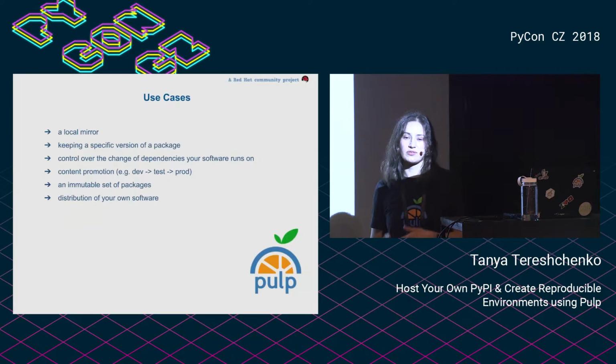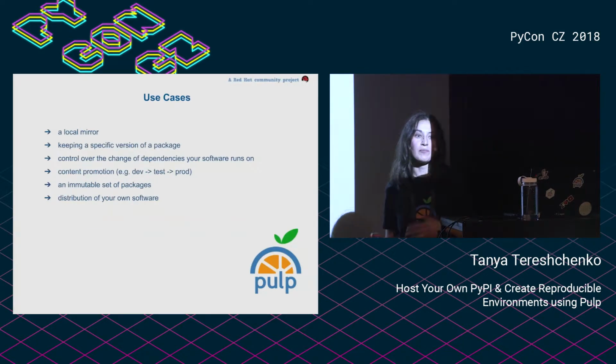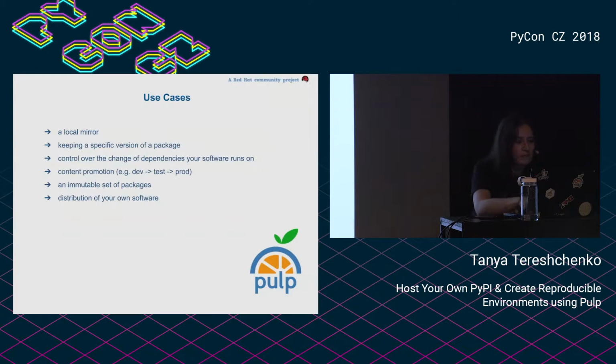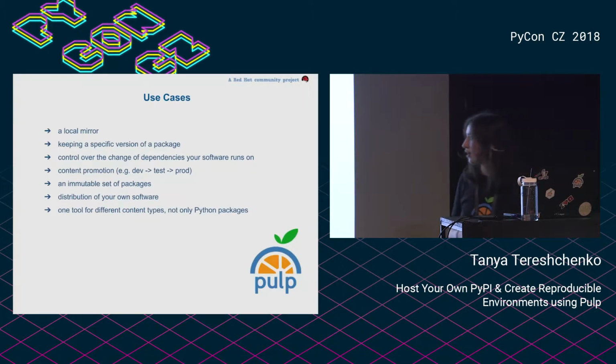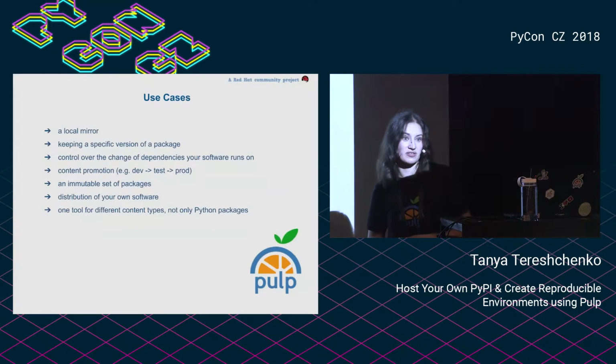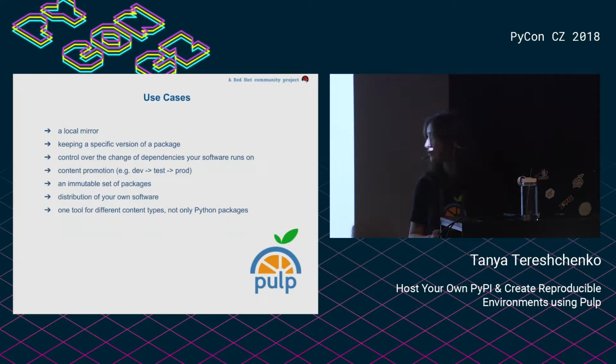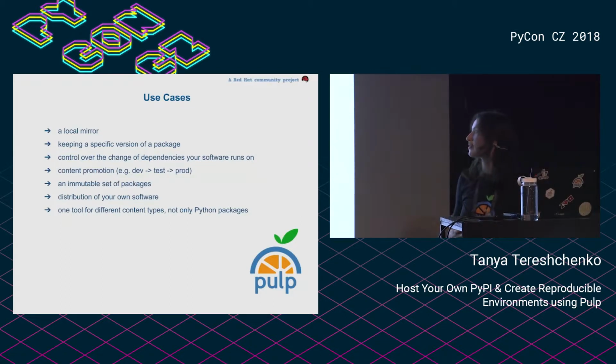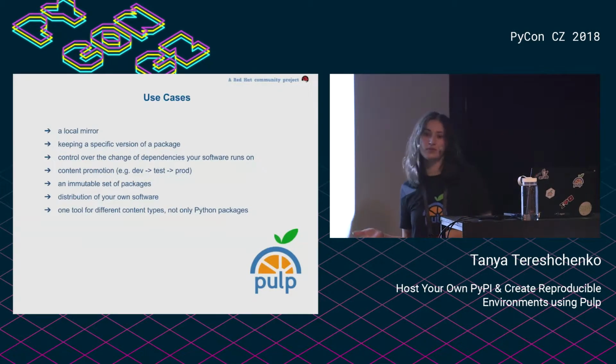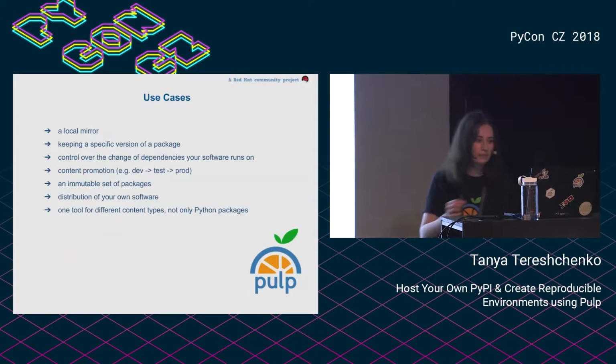You may want to distribute your own software, or maybe you want to distribute a combination of your own software and what you already mirrored. So you can do it with Pulp. And last but not least, maybe you work not only with Python packages, but with some other software. So it's good to have one tool for different content types. So these are the types of problems that Pulp can help you with. And let's now look at the specific examples and the workflows, how you can use Pulp.